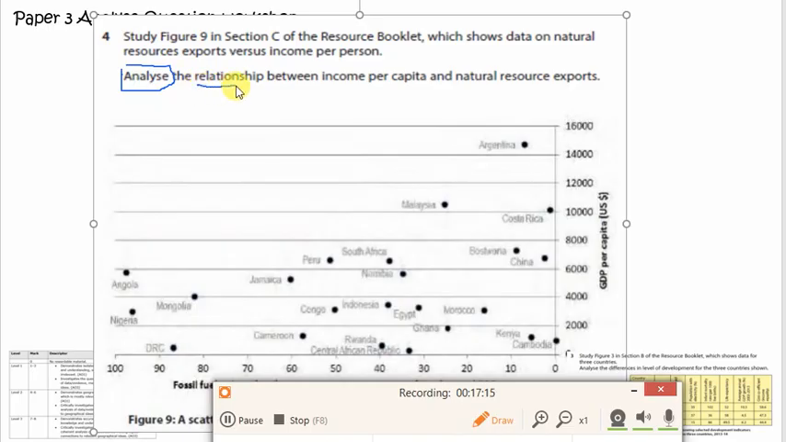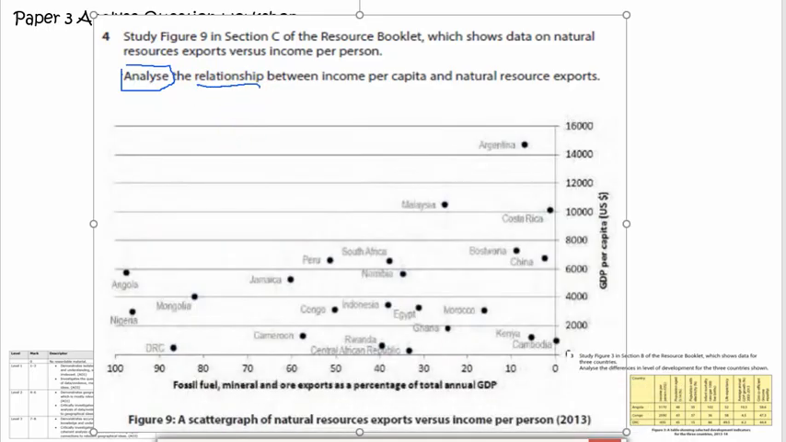Right, it's a relationship question. It's not a trend question. It's not a difference or similarities. It is a relationship question. How is one variable linked to another? All right, and the variables are income per capita, natural resource exports. All right. Analyse the relationship between income per capita and natural resource exports.